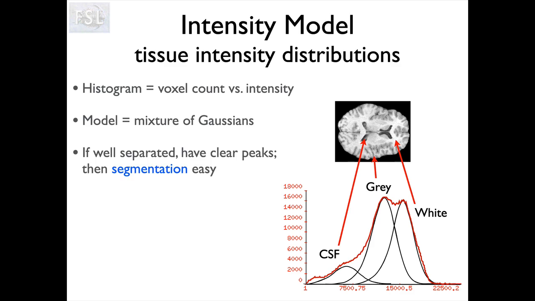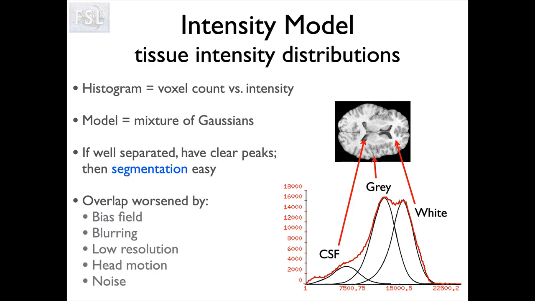As I said, if they were really narrow Gaussians and they separated really, really well so that they didn't overlap, then this would be an easy problem. But it's not, because things like bias field make it harder, blurring induced by the scanner acquisition makes it harder, the resolution and the partial voluming makes it harder, head motion and always noise also contribute to the fact that there's a lot of overlap.